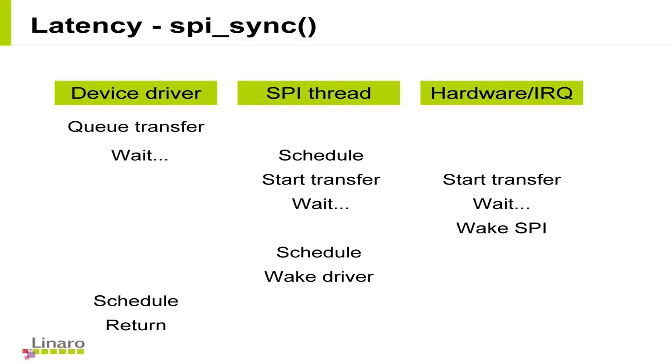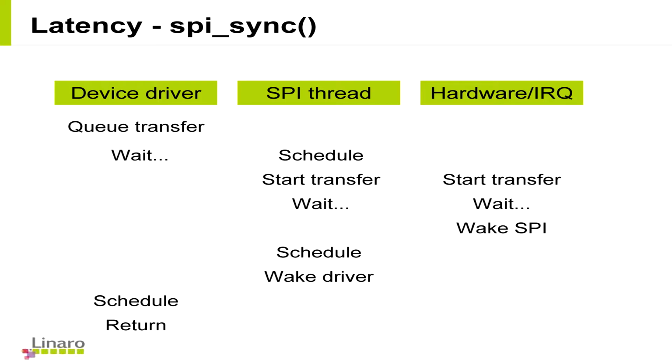So the device driver will call SPI sync, which will call SPI async. It will put the transfer, by the way, this example is for a simple single transfer message, just for simplicity, because the slide's only so big. So it'll queue the transfer up, it'll put it on the queue. Then it will kick the SPI thread, tell it to run, and it will wait for the SPI thread to run.